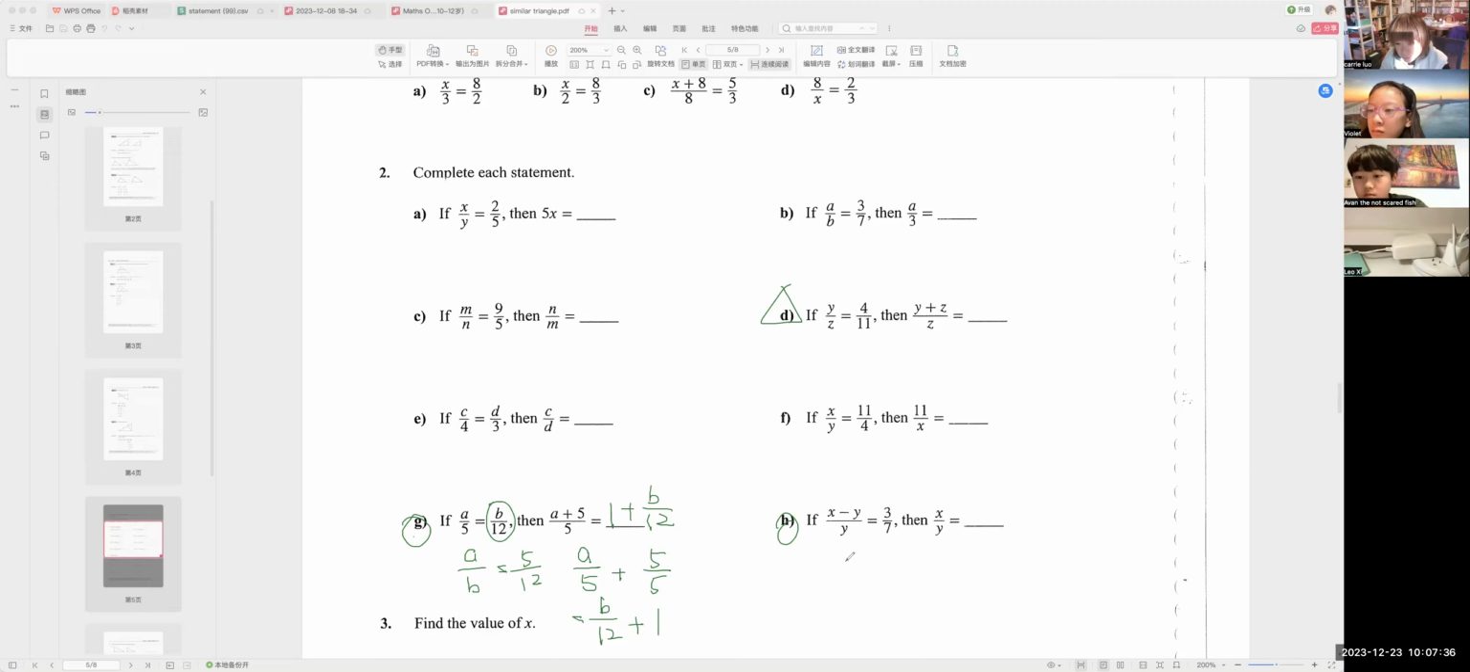Okay, next one. X minus Y over Y equals 3 over 7. So we can see if Y equals 7, X equals what? Equals 10. So it's 10 over 7. You're done. Get it, everybody?